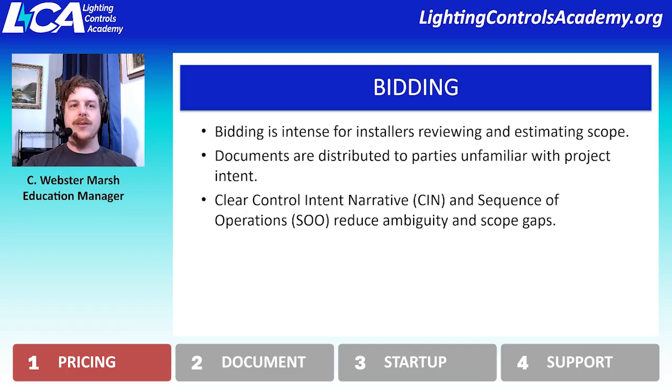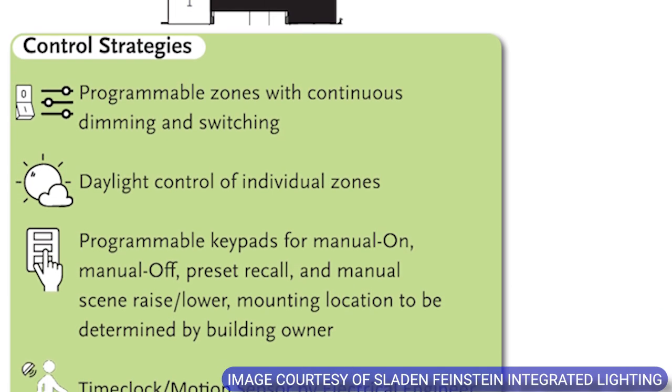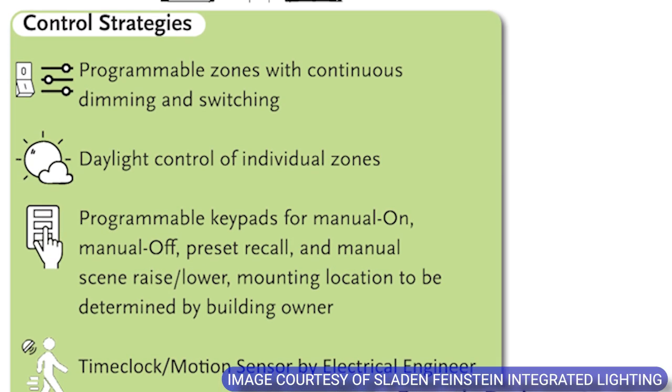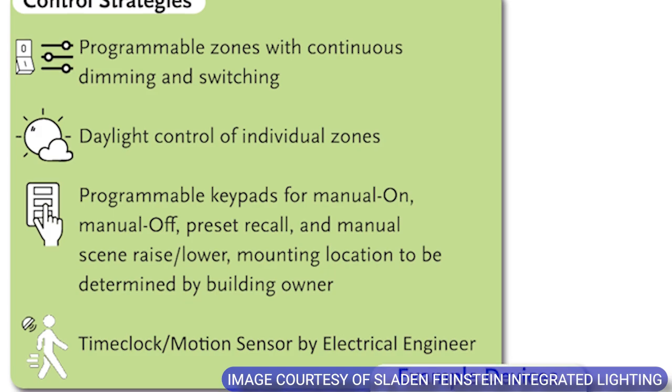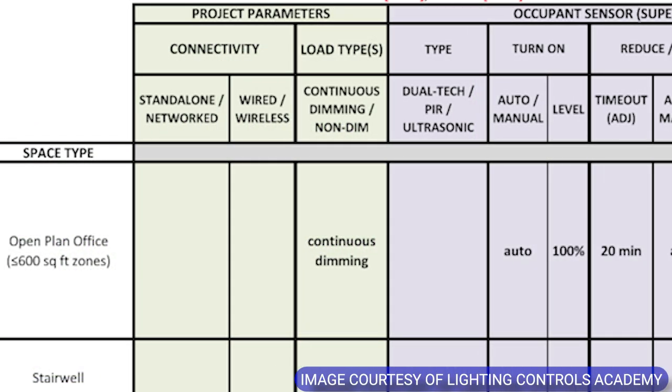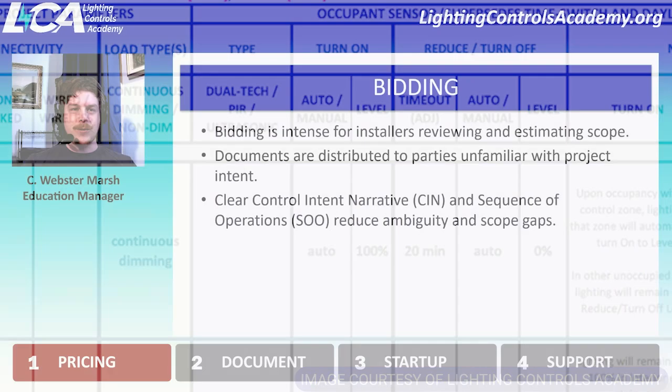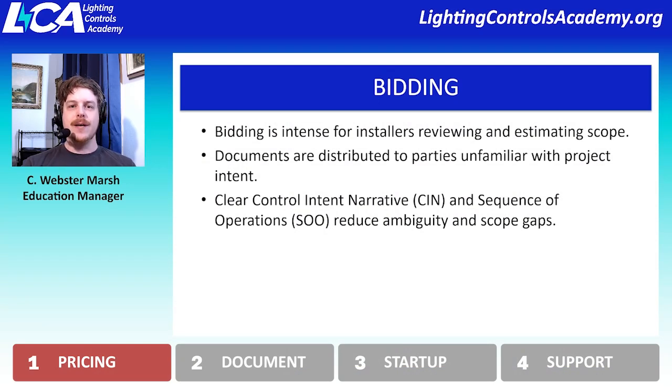And so that's why a clear control intent narrative or sequence of operations is really important and can really help clarify what is expected from the system, so that the contractors don't have any surprises or any scope gaps. If your sequence of operations is thorough enough, then there really shouldn't be any question about what is required of the lighting control system, and therefore you should be able to, as a contractor, if you're reading a clear sequence of operations, really be able to quote that project accurately. So that's why having these documents really thoroughly vetted before they get issued for the bidding process really helps support the project.